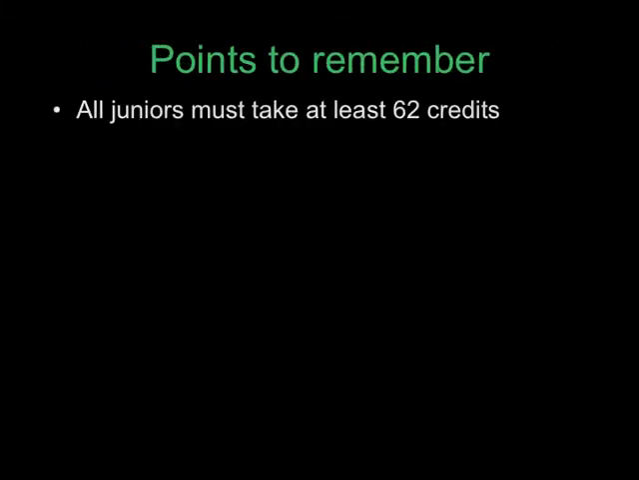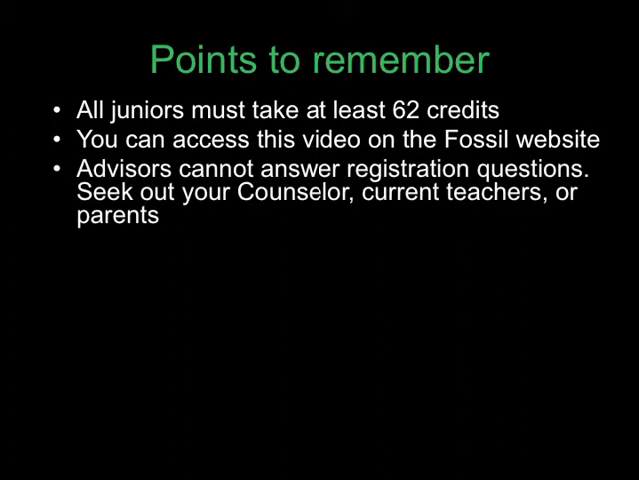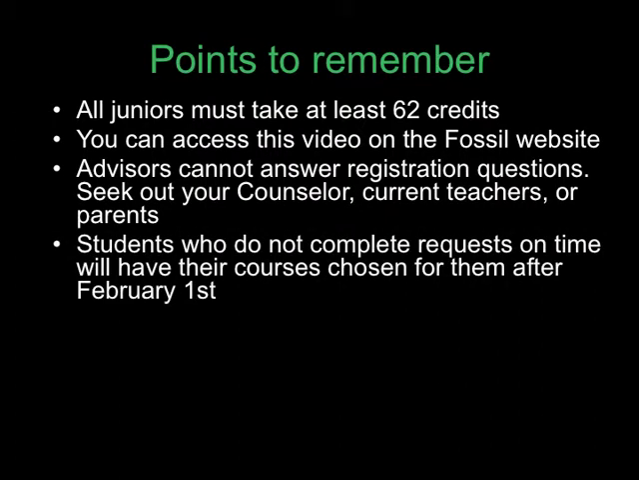Here are some points to remember. All juniors, again, must take at least 62 credits. You can access this on the Fossil Ridge homepage. Advisors may not be able to answer your registration questions, so it's important to seek out your counselor, current teachers, and your parents. Students who do not complete their course registration on time by 3 p.m. on February 1st will have their courses chosen for them. They will not be able to be changed after that.